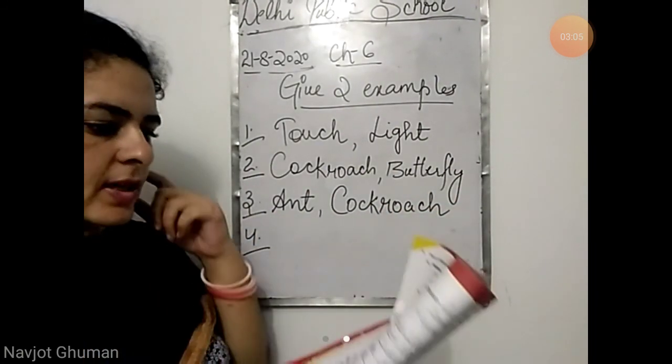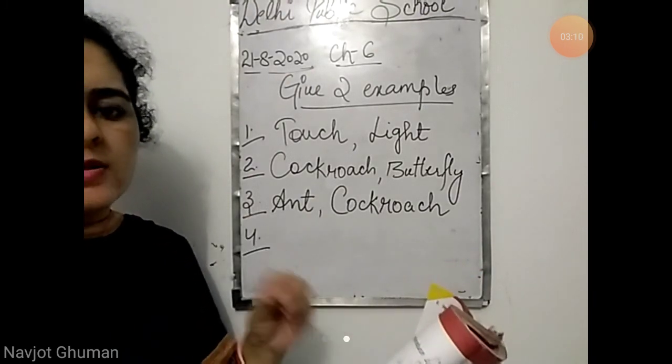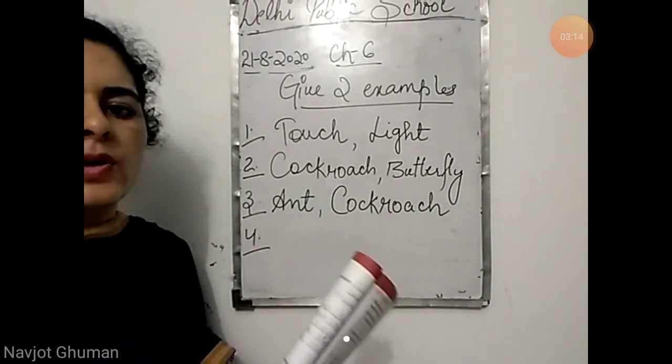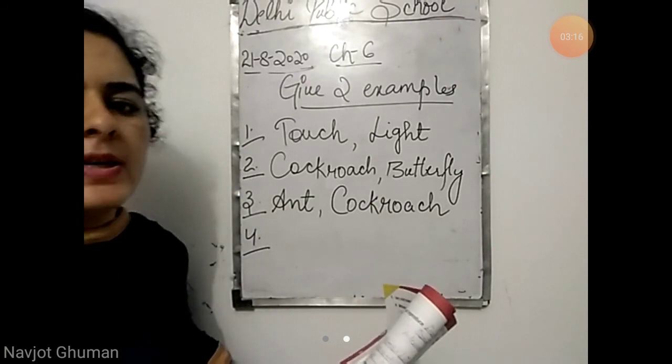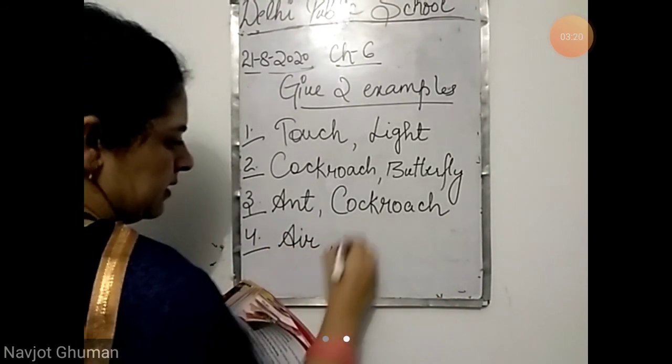Fourth one is non-living things that can move. We know that non-living things do not move, but air and water are the non-living things that can move from one place to another. So two examples are air and water.